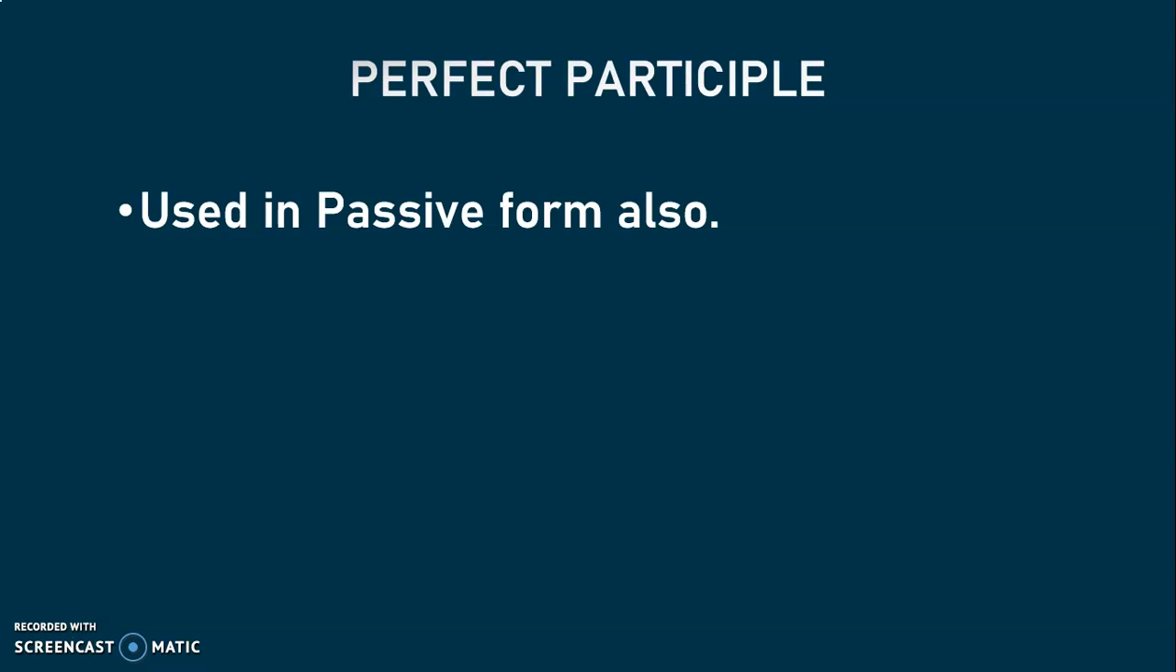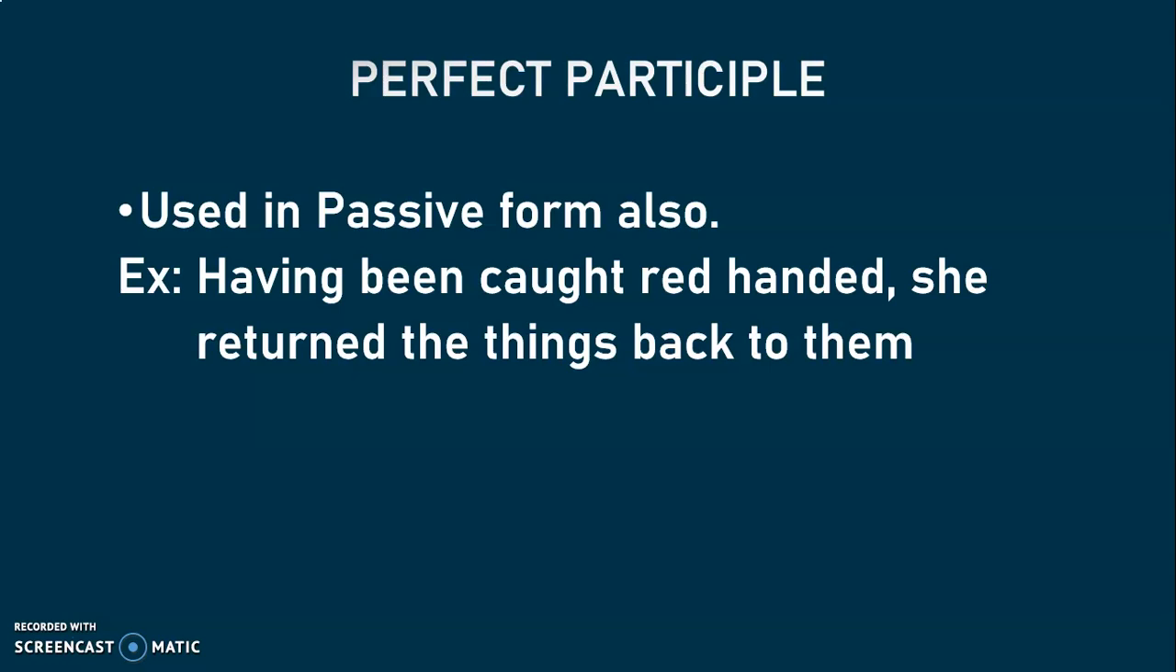When we change a sentence from active to passive, where perfect participle is used, we have to use the same form or the same participle in the passive voice also. The only difference, we will be adding been after having. Having been caught red-handed, she returned the things back to them. In this sentence, having been shows that it is in passive voice form.